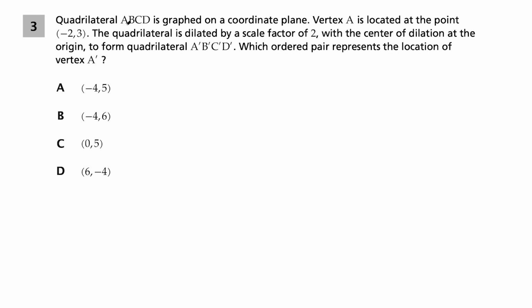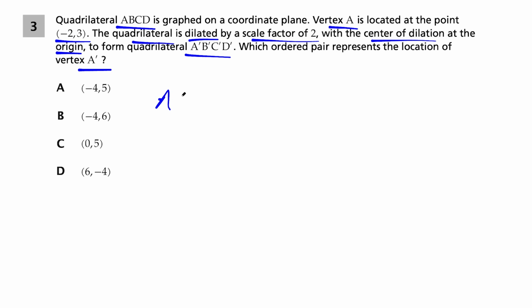So question 3, we have quadrilateral ABCD. It's graphed on the coordinate plane, and we have vertex A is located at the point -2, 3. And then the quadrilateral is dilated by a scale factor of 2. The center of dilation is the origin, and we're forming our new quadrilateral, A prime, B prime, C prime, D prime. We want to know which ordered pair represents the location of A prime.